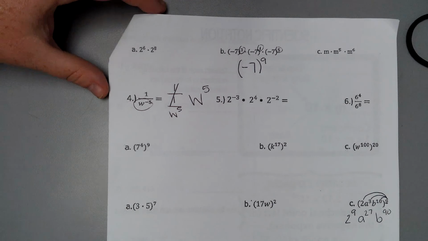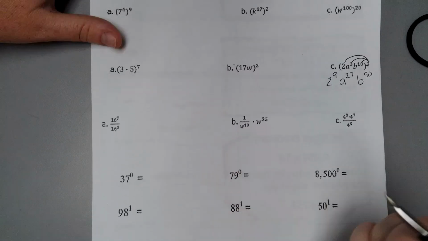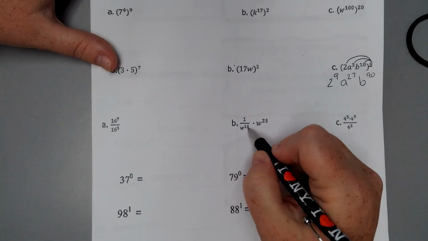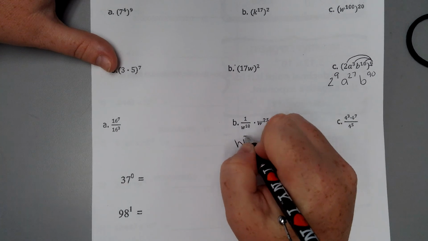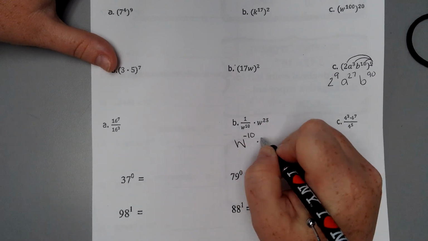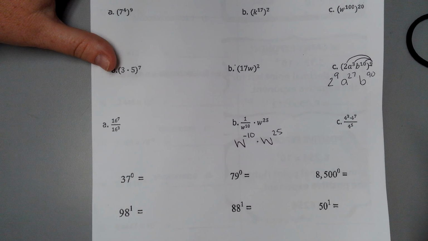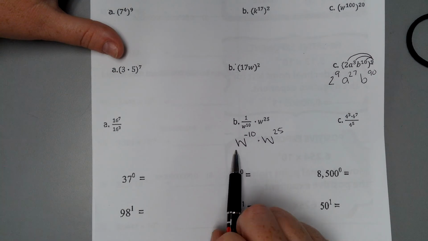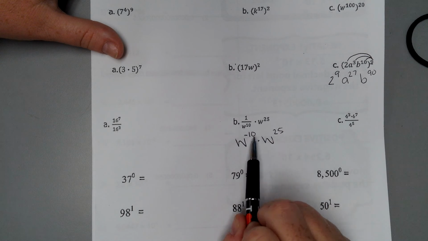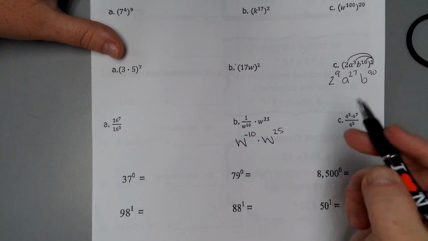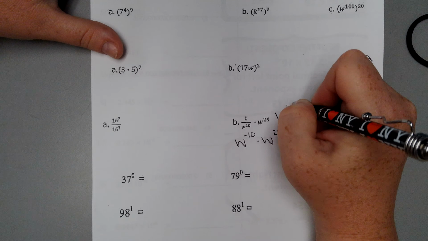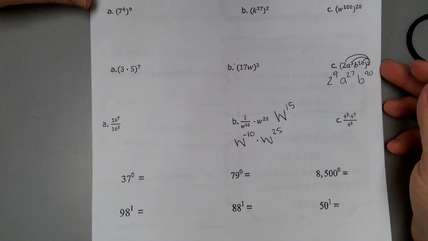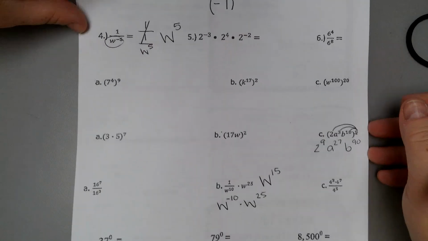And let's do one more. Let's do this one way down here. 1 over w to the power of 10 is equal to w to the power of negative 10. And then when we have the power rule, when we're multiplying two bases, we add our exponents because this is negative. Negative 10 plus 25 is w to the 15th power. You should complete the rest of these. If you have questions, ask us.